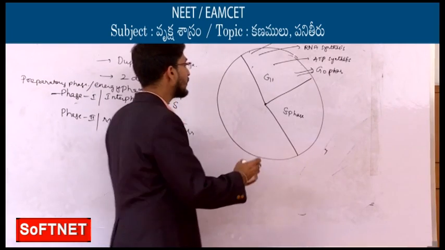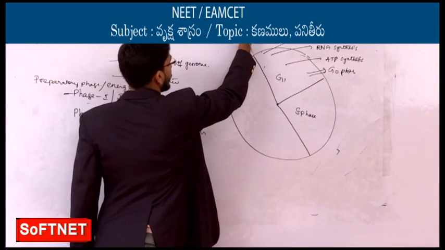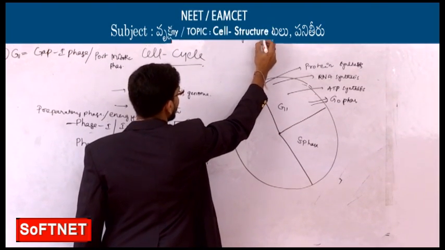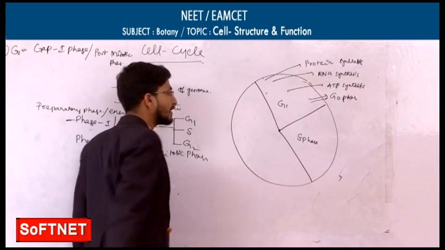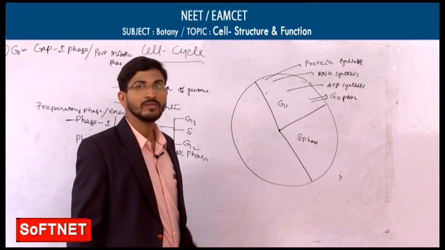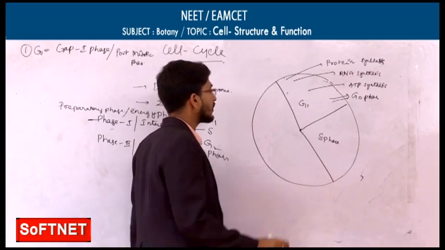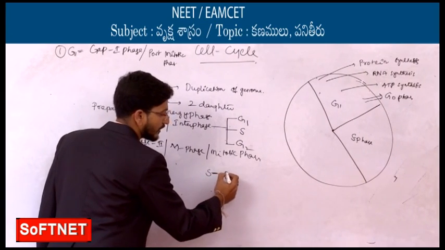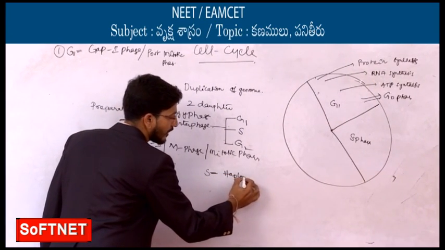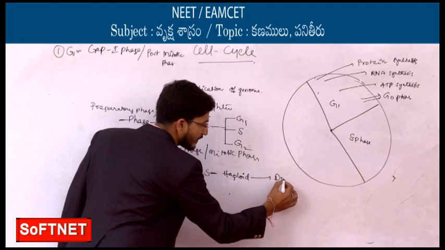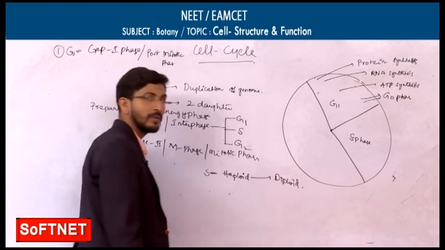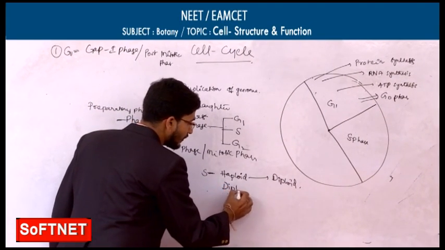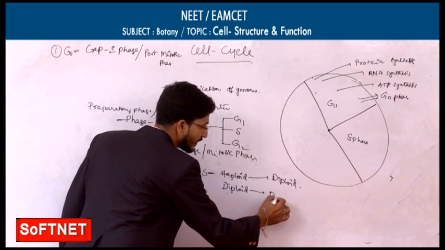The S phase is also known as the synthetic phase. Why synthetic phase? In this phase only, the actual DNA duplication takes place. Generally in S phase, haploid genome is converted to diploid. Why? Because DNA duplication takes place, and a diploid cell is converted to tetraploid.